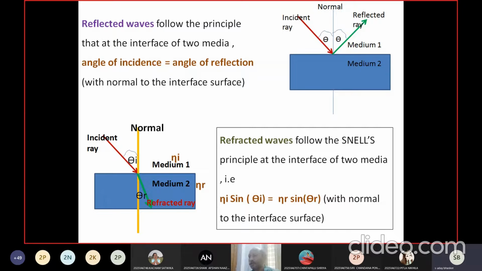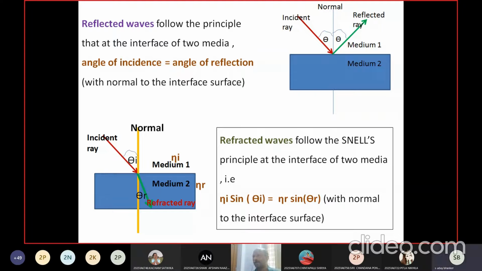Reflected waves follow the principle that angle of incidence is equal to angle of reflection, that you all know. Now, the angle of incidence and angle of reflection are taken with respect to the normal. And reflection comes into picture only when there is a change in the medium. If the light is propagating in a single medium, then there is no possibility of reflection or refraction, but absorption may take place in the same medium also.